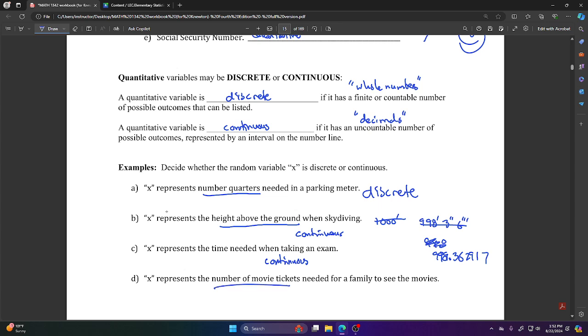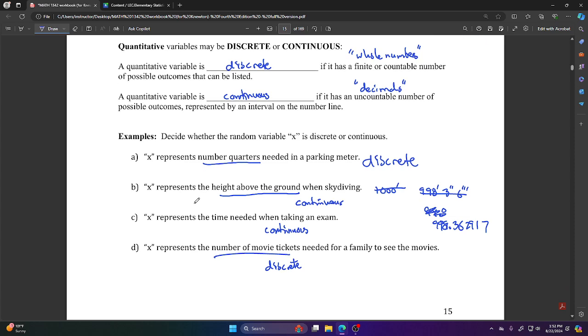The number of movie tickets. That's definitely discrete. Yep. We're not counting movie tickets like in decimals. It's just you got your ticket or you don't, right? But then you tear it up into little pieces, and no, that's not the point. Cool. Any questions? Okay, not too bad, right?